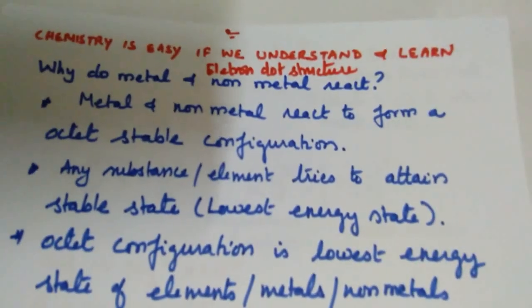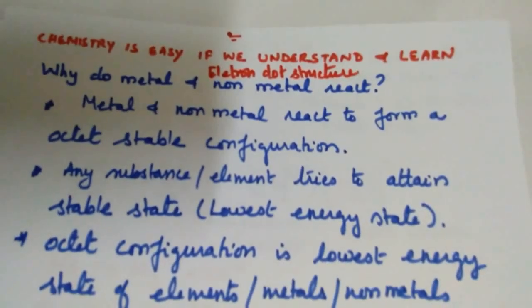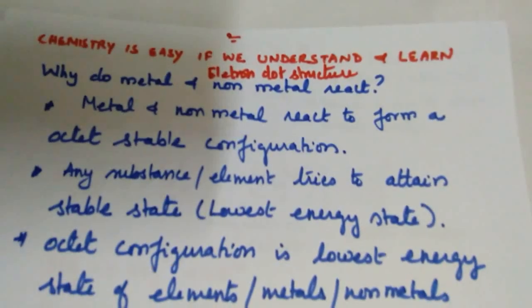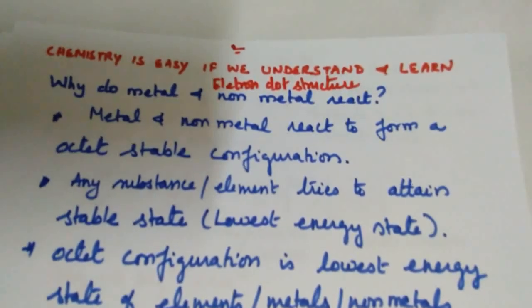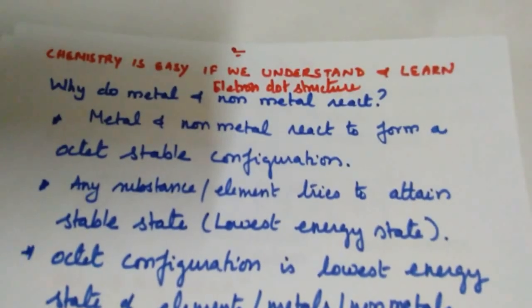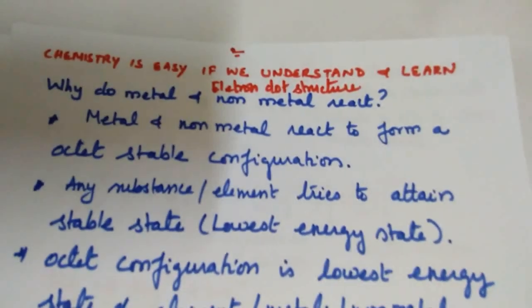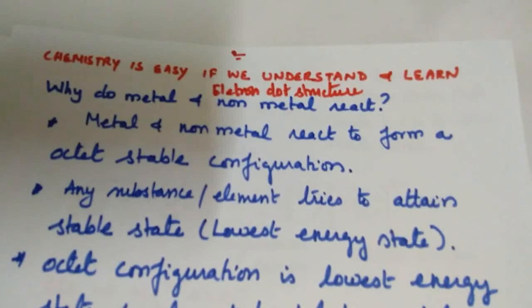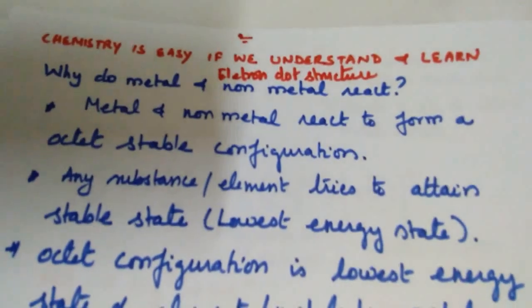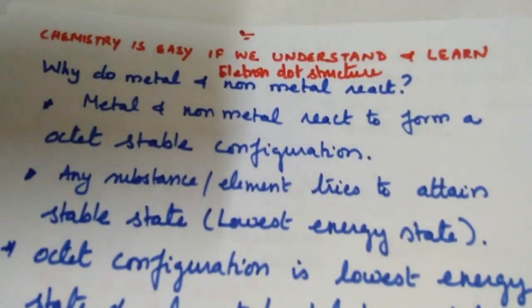Hi students, today we are going to see electron dot structure. Chemistry is easy when we understand and learn, right? Why do metals and non-metals react? Metals and non-metals react to form a stable octet configuration.